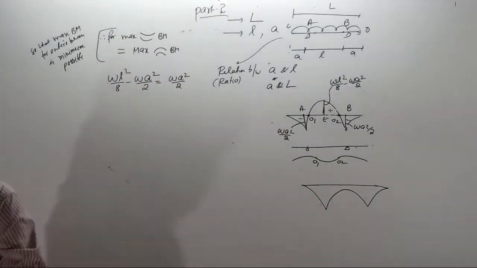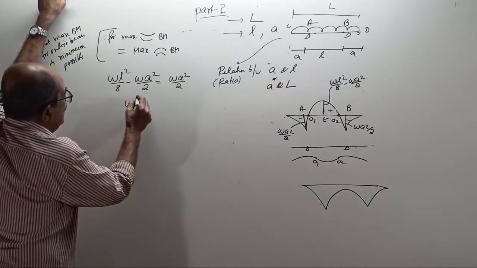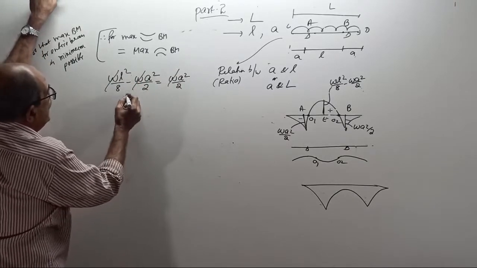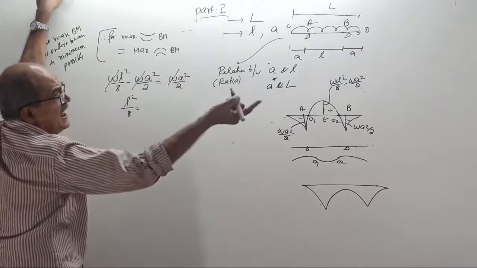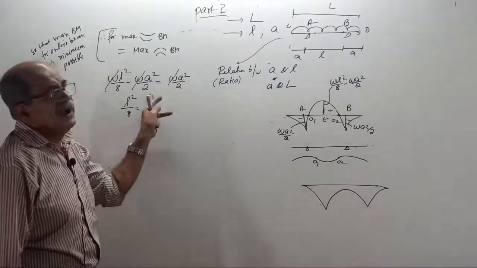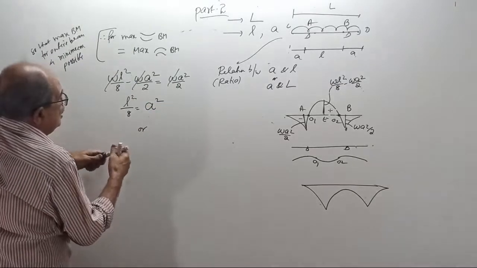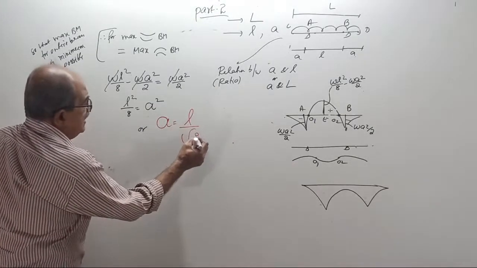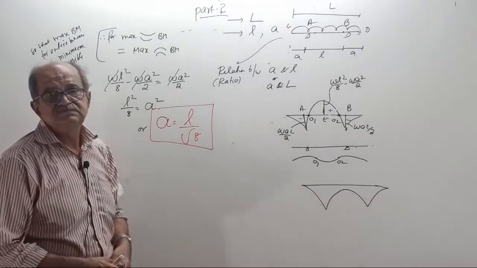Okay, clear? Therefore, you do one thing, your W cancels, or you can tell L square by 8 equal to, this will go that side as minus A square by 2, become plus A square by 2, plus A square by 2, plus A square by 2 will become A square, or your A should be equal to L divided by root 8. Remember, A should be equal to L divided by root 8.